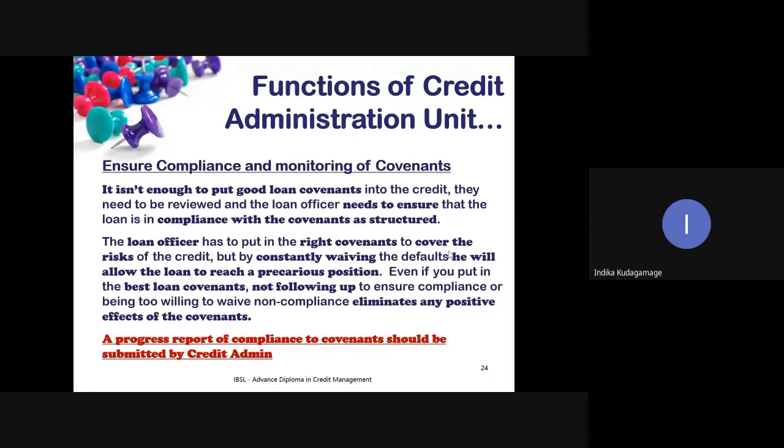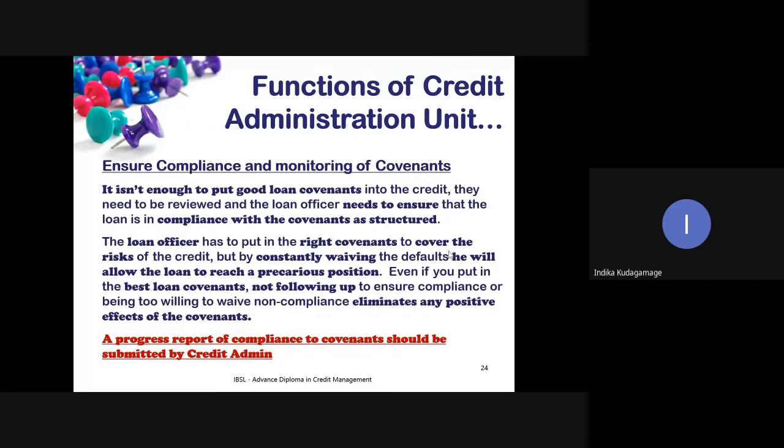Monitoring of covenants. What are covenants? We discussed. These are the terms or conditions we put to a customer to maintain the same risk level during the tenure of the facility. Covenants can be affirmative or positive covenants and negative or restrictive covenants. Right? So it is good to put all sorts of covenants. But if we don't monitor those covenants, there is no point putting them. So there has to be someone who monitors.